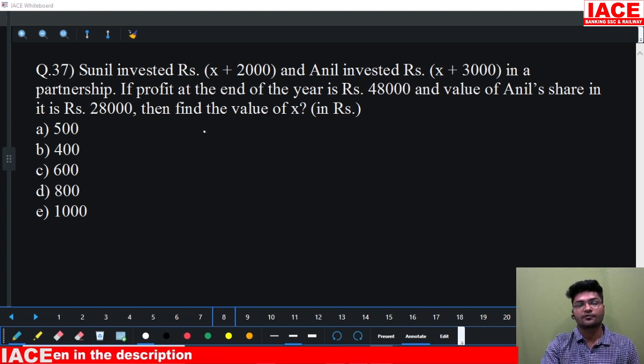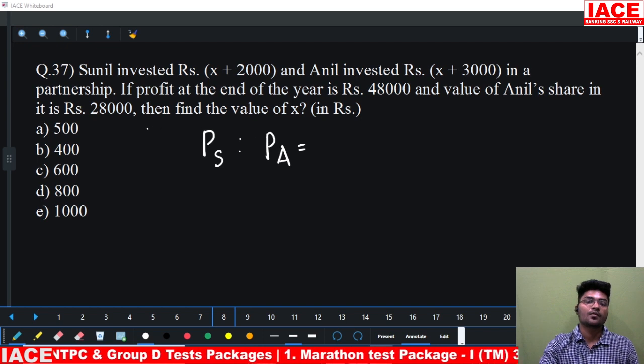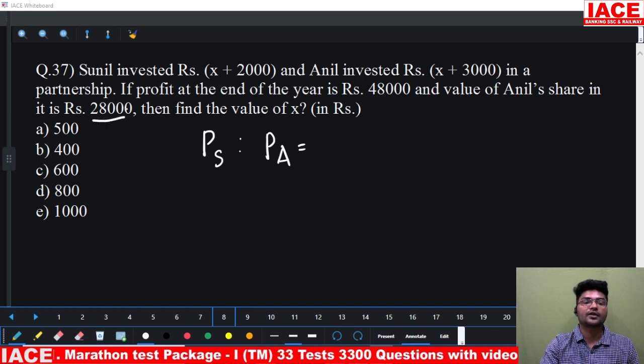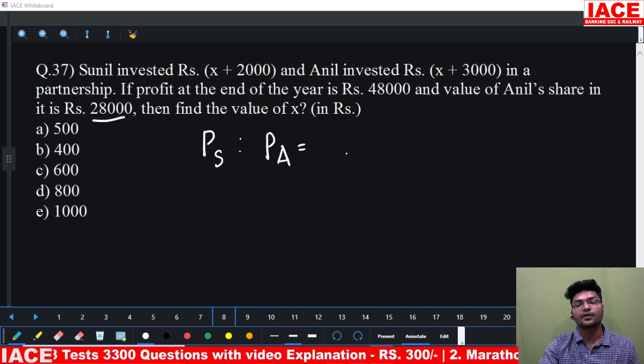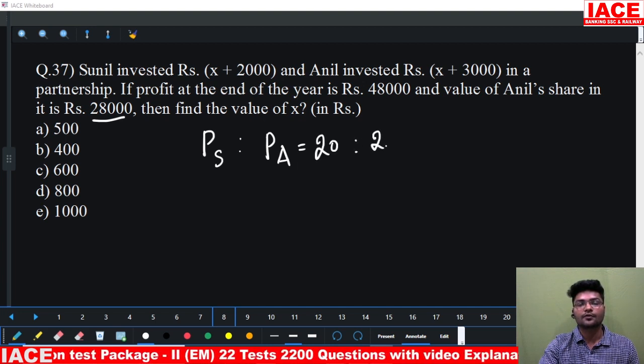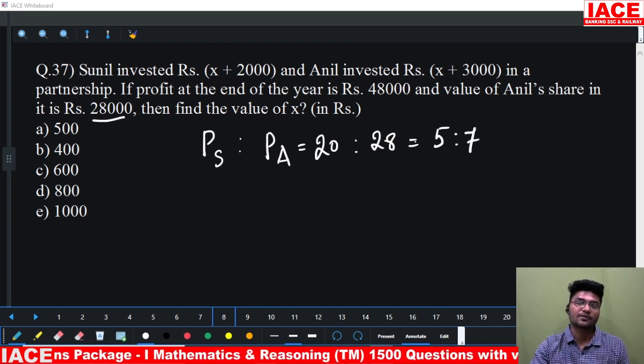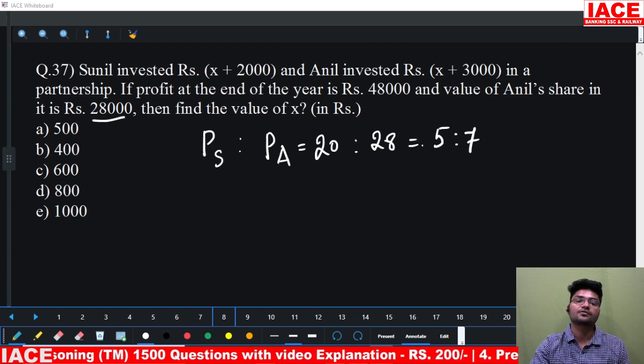If I know profit of Sunil, I can find out profit of Anil. If I know profit of Anil, I can find out profit of Sunil. Profit of Anil is already given to us, 28,000. So profit of Sunil will be 20,000. Anil will be 28,000. So ratio will come out to be 5:7. Ratio of their profits is 5:7. That means they have invested in the ratio 5:7.